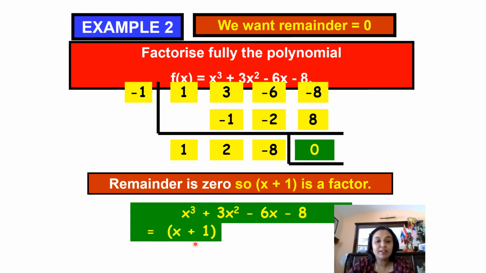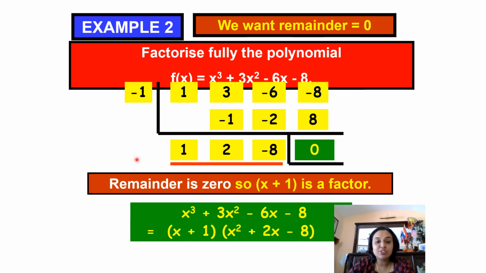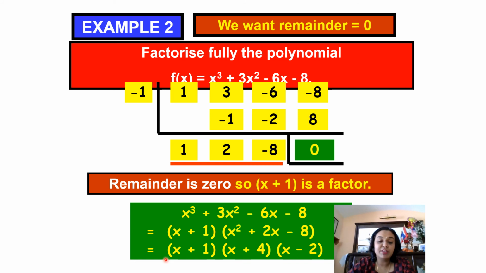So this is a root, and this is a factor of the polynomial. How do we write it as a fully factorized polynomial function? One of the factors is x plus 1. The remaining factor can be obtained from the quotient, which in this case is x squared plus 2x minus 8. Then we can further use the scientific calculator to factorize this, and it gives a result of x plus 4, x minus 2. So therefore, this polynomial is fully factorized.